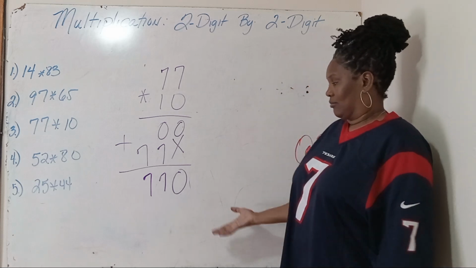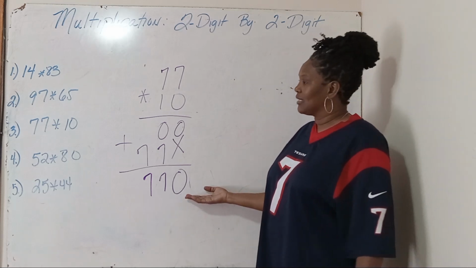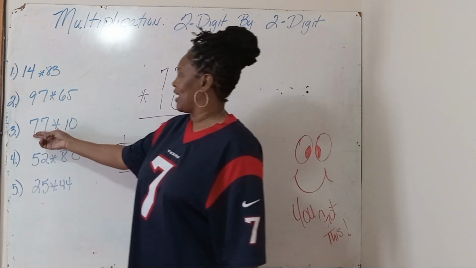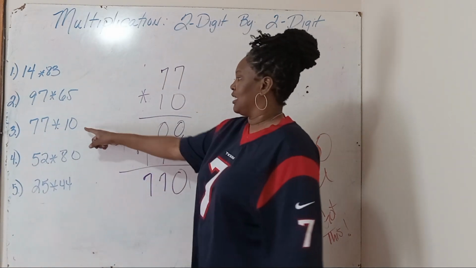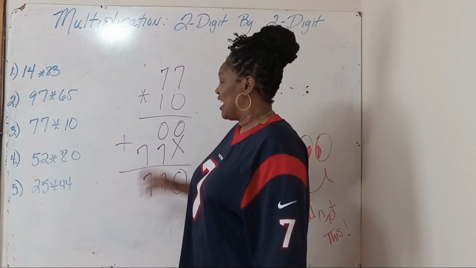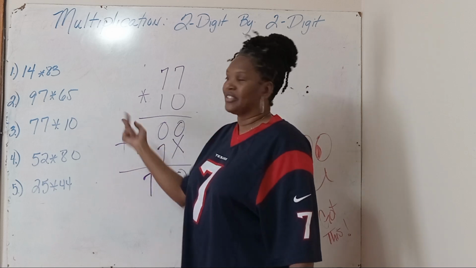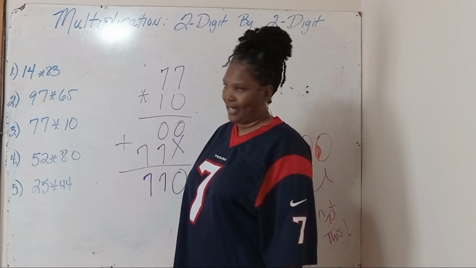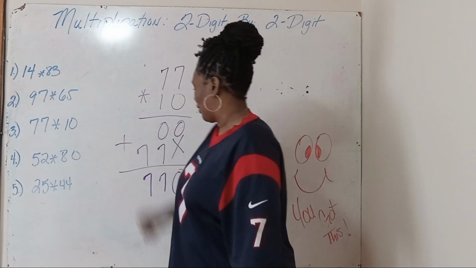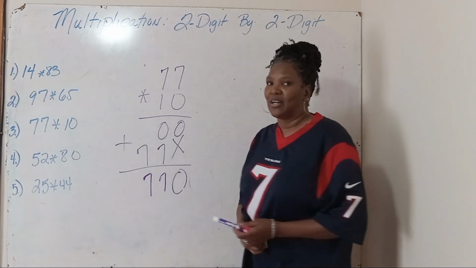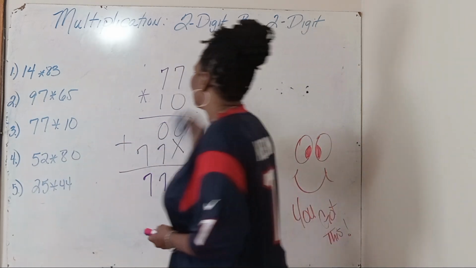770. Do you notice something? There's a pattern. 7, 7, and look, 10 ends with a 0. Anytime you multiply a number times 10, whatever that number is, just add a 0 behind it, and that's going to be the answer. So 770. That's all you got to do, and that's how you're going to come up with the answer.